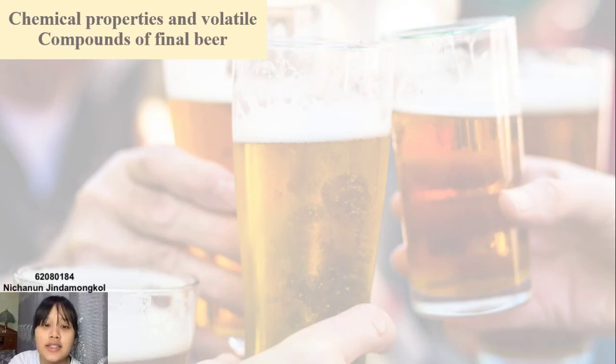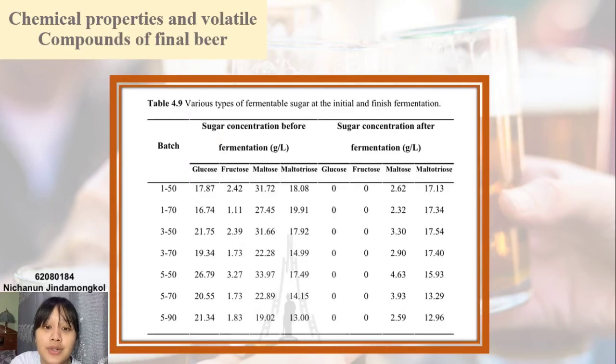Let's now look at the next slide, which shows the results. Chemical properties and volatile compounds of the final beer. Maltose remained in the final beer at 2.3 to 4.6 grams per liter, while the inefficiency of maltose utilization was apparent in the 50-liter beer, which was the cause of residual maltose in the final beer product, from table 4.9. The amount of ethanol in the beer was lower than standard commercial beer because of the lack of maltose consumed and then converted to ethanol.